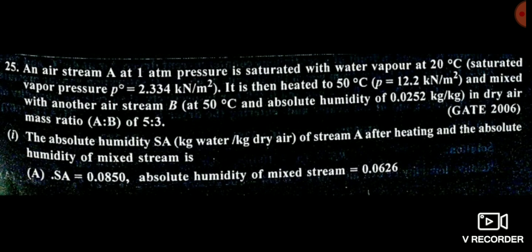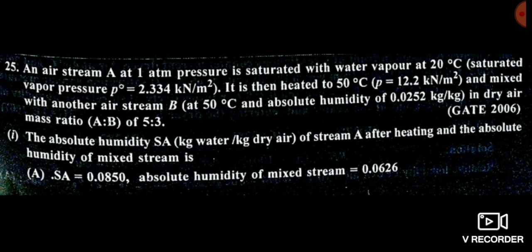Here also, friends, the question is the same, based upon mixing only. You see that an air stream at 1 atmospheric pressure and temperature 20 degrees and saturation vapor pressure 2.334 is then heated to 50 degrees, and given the partial water vapor pressure, that is 12.2 kilonewton per meter square, is mixed with another stream B in the ratio of 5:3 and absolute humidity is 0.252.